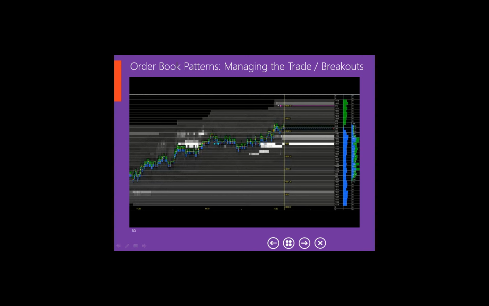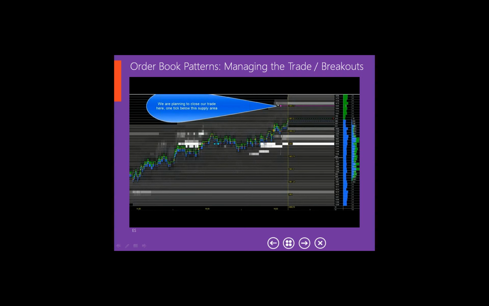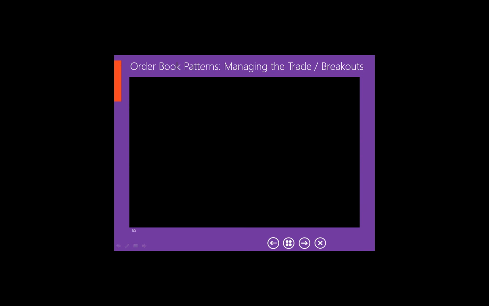The simple reason is that long trapped traders are willing to liquidate their position, and as soon as price returns to break even, they will do it, pushing the price up again. One tick below the top supply level is a good place to take profits. As we know, it will act as a magnet.